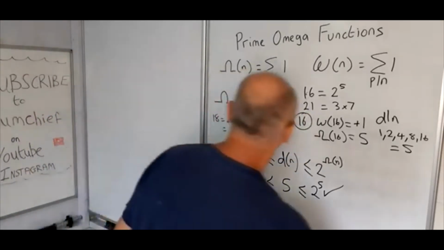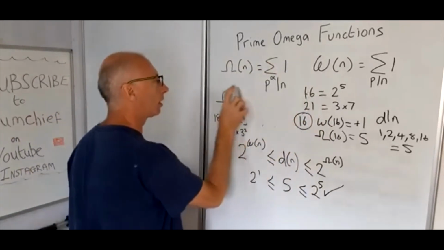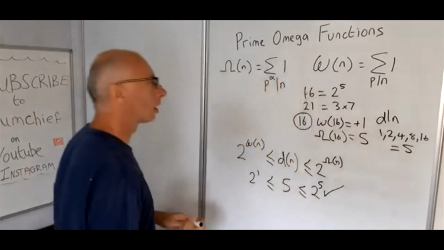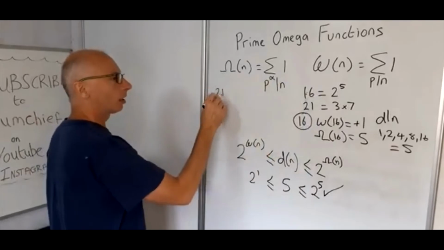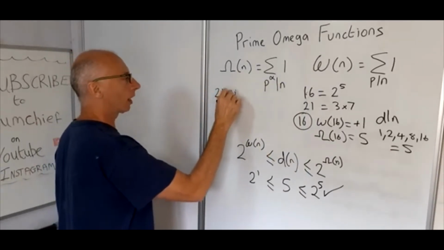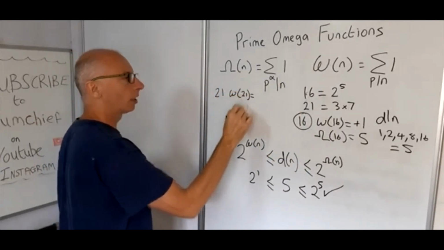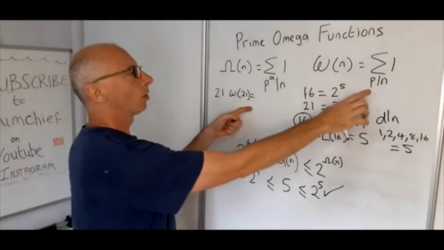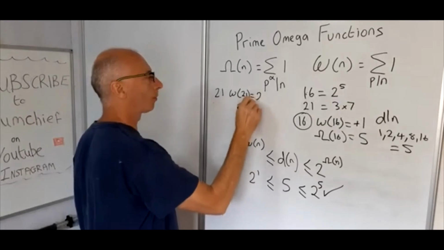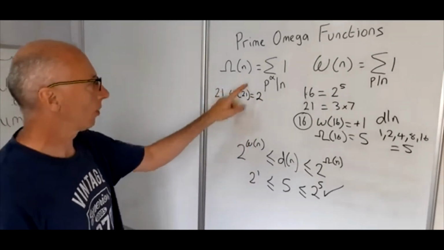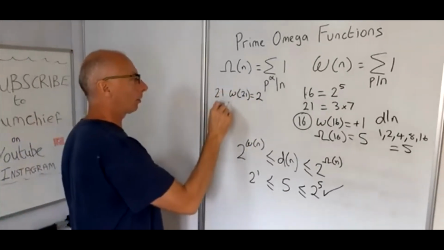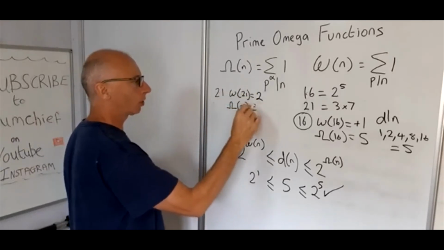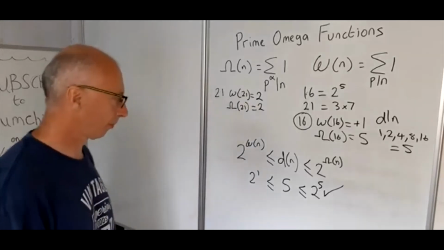So let's just make a bit of space on this side. So for 21, we've got the lowercase omega function of 21. That's 3 times 7, so therefore that will equal 2. The uppercase prime omega function of 21 will also give us 2.